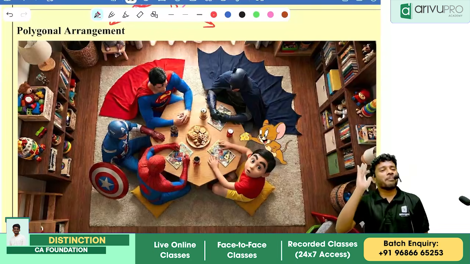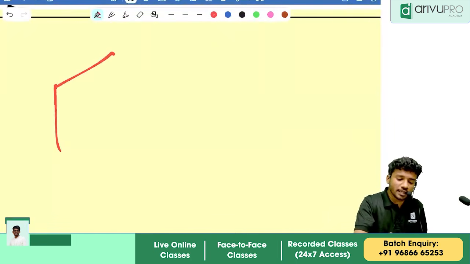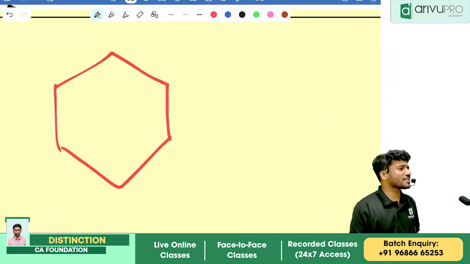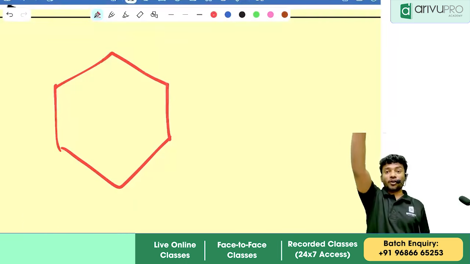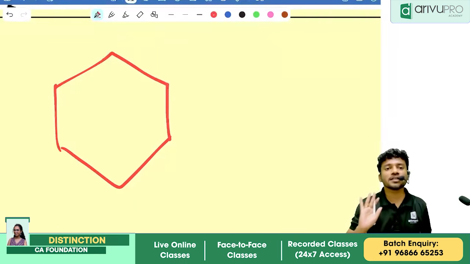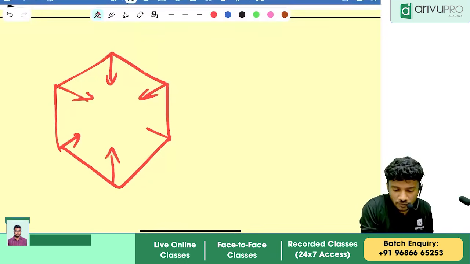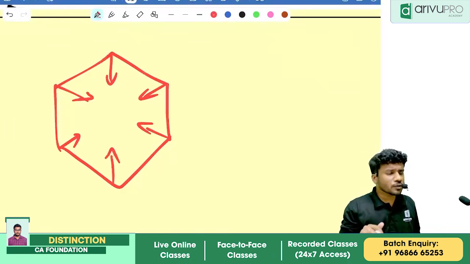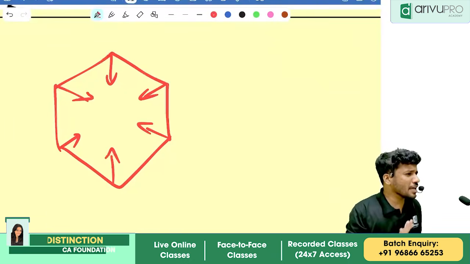Fine. In polygonal arrangement, we have hexagonal arrangement. Base question: hexagonal arrangement. Hexagon has how many sides? 6 sides are there. Octagon is there, but for us there is no question based on octagon. But hexagon is required. So what will happen is, people will be sitting at the corners and they will be looking at each other. Yes, that is going to happen in hexagonal arrangement. Now, is it similar to something else? It is the same as circular arrangement.